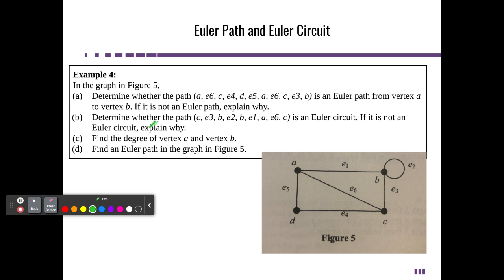All right. Next one, determine whether the path C, E3, B. Let's just draw it out instead of me reading it to you. Starting at C, we're going to go on E3 and then go to B. And now we're going to go E2, so around. Awesome. And then we're going to go from B on E1, and then to A. Then we're going to go on E6 and end up at C. So the question is: is that going to be an Euler circuit?